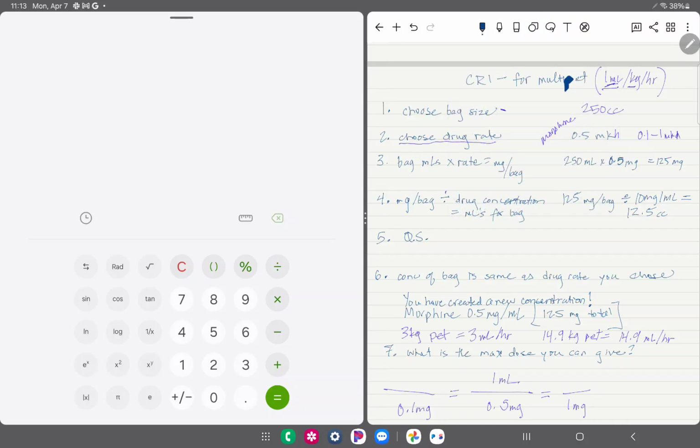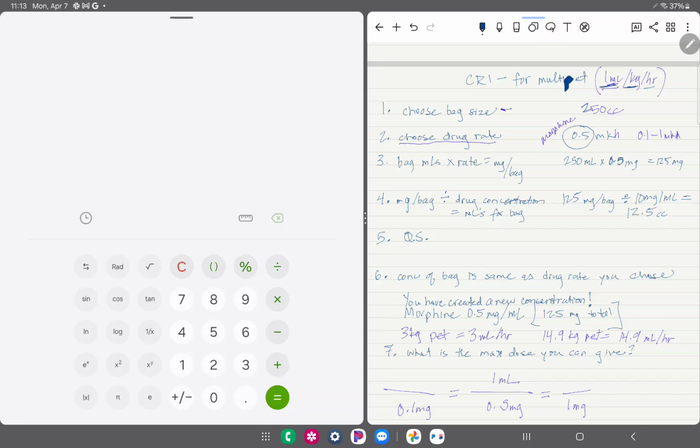You want to be able to give this to everyone, so you need 1 ml to be a certain concentration, so that everybody's kg per hour will be safe on that concentration. So what do we do? First, we want to choose a bag size.